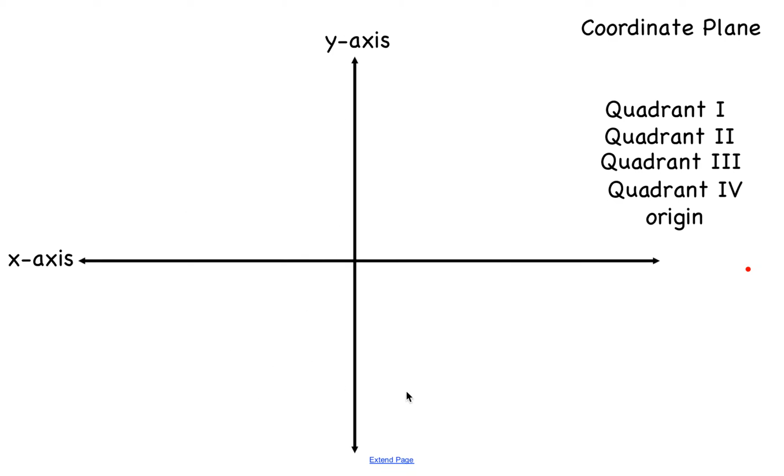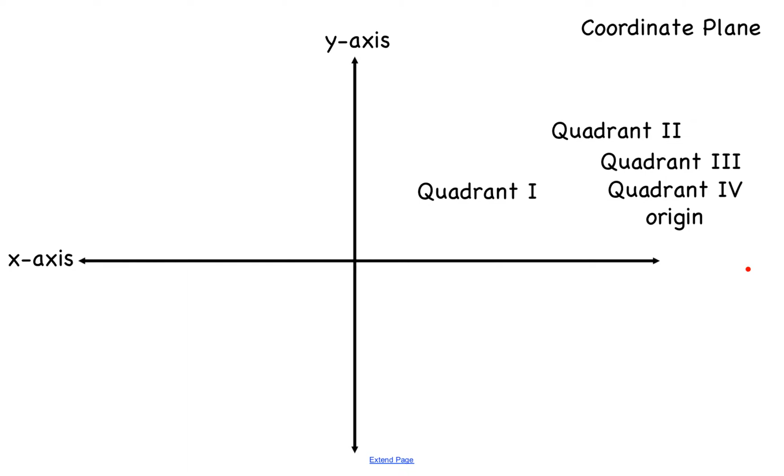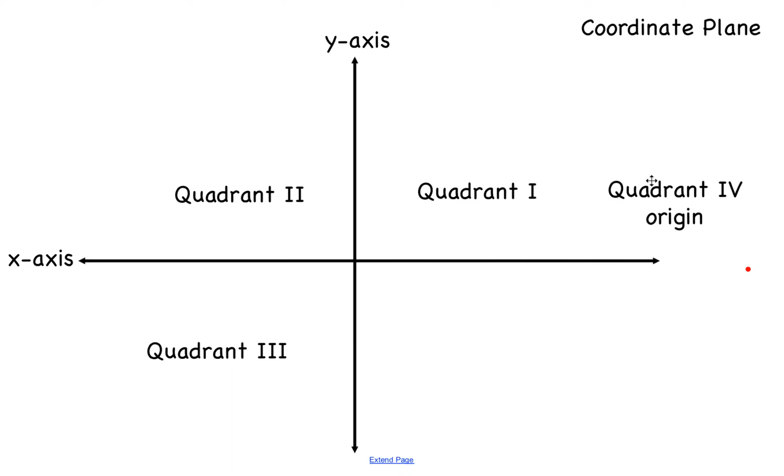And then that splits the coordinate plane into 4 quadrants. The first quadrant is this one where x and y are both positive, and then we go around counterclockwise. Quadrant 2 is here, quadrant 3 is here, and quadrant 4 is here. And then we have something called the origin. The origin is the spot where those two axes cross, right there. It has the coordinate 0, 0.